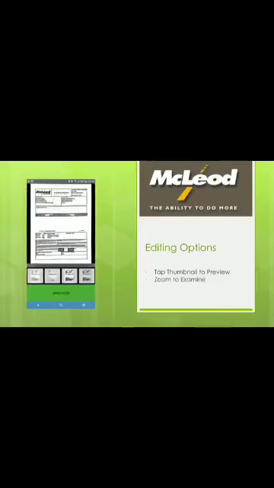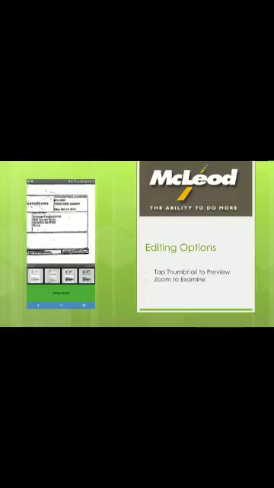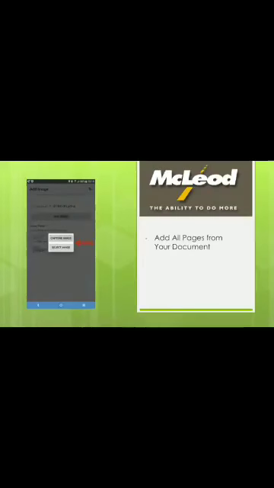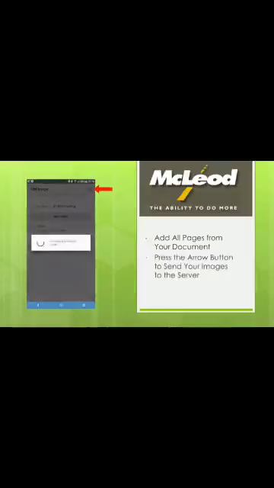You can zoom in and out by pinching to check details like tracking and BOL numbers. We default to a high contrast view, but you can select from several filters. Press Apply Filter to make your selection and go back to the Add Image view. You can add as many images as there are pages in your document, and when you're ready, press the arrow button to send everything to the server.